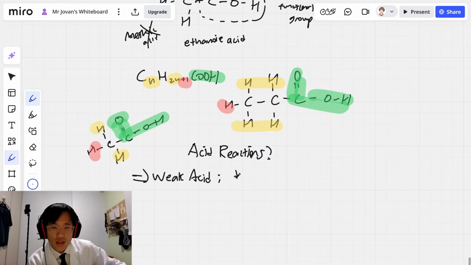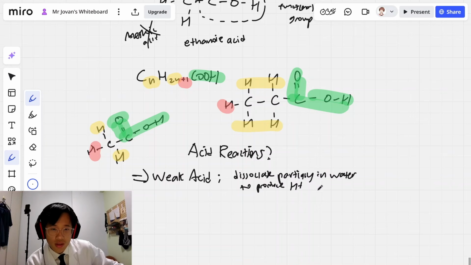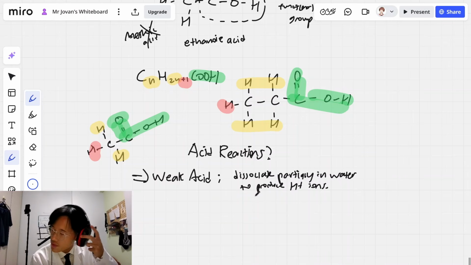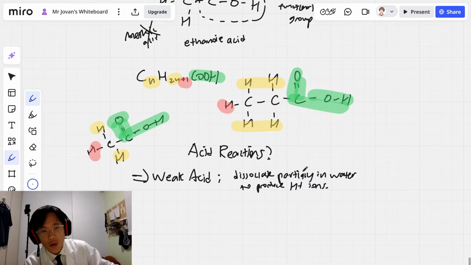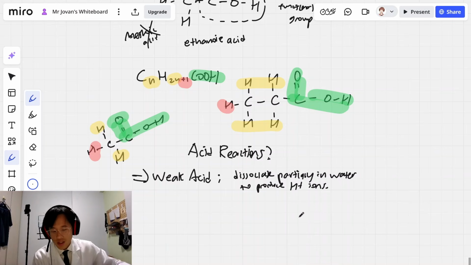Weak acid means they dissociate partially in water to produce H plus ions. That means when you put them in water, they don't completely dissolve and give you all the H plus that they have. Some of it will still be with them. Unlike a strong acid, which will dissociate completely in water to produce H plus ions. So this is the first part of a weak acid.